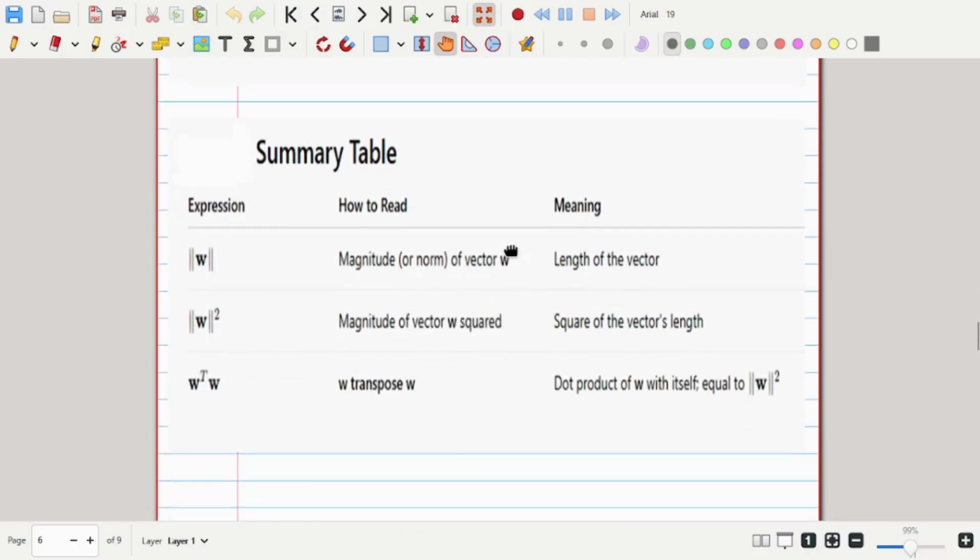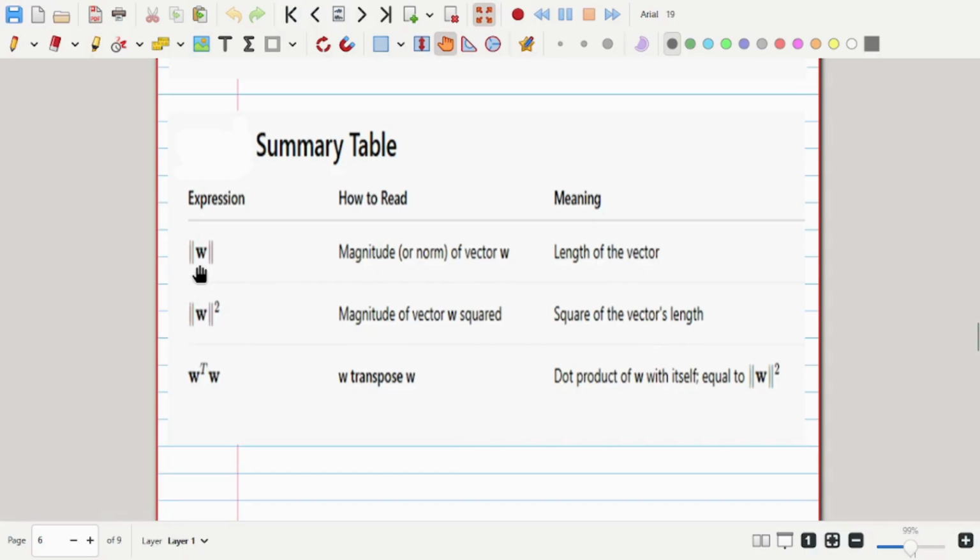Before going further, let's summarize it. So this indicates the length of the vector and read it as norm of vector W, and this expression, read it as magnitude or norm of vector W square, and this means square of the vector's length. W transpose W means dot product of W with itself, and it is equal to norm of vector W square. Remember, norm means length of the vector.